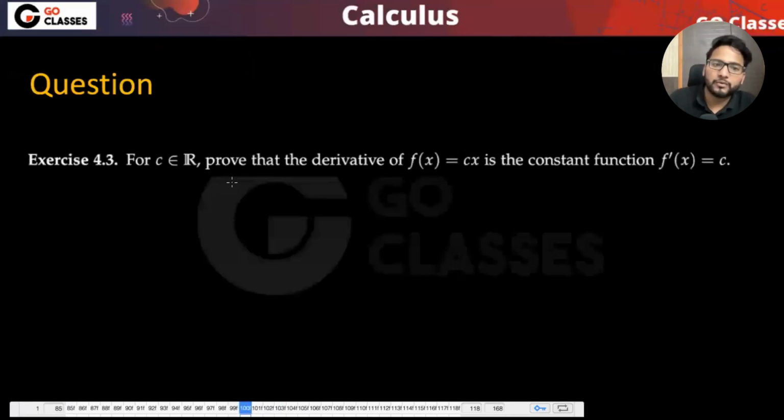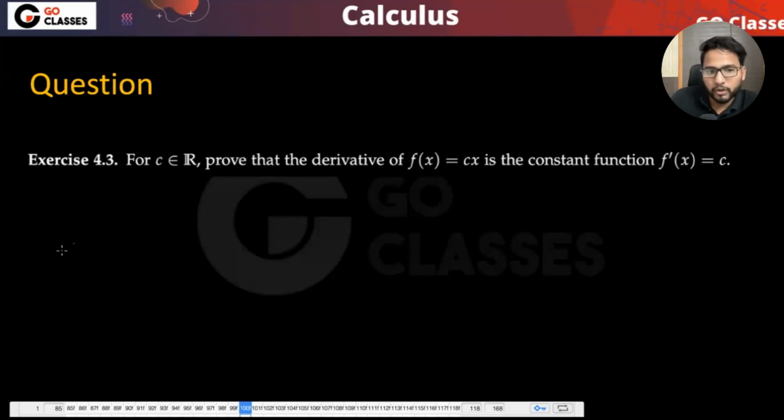Now let's solve this question. What they're saying is, for c, which is a real number, prove that the derivative of f(x) equal to cx is a constant function. Okay, can you prove it? I mean, using the basic definition of differentiability.